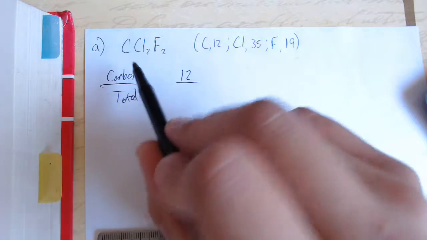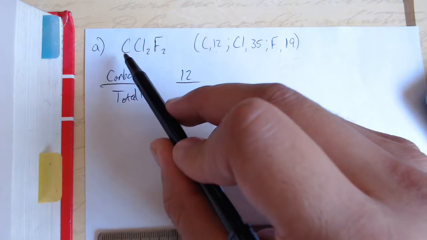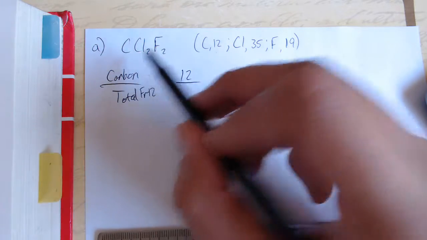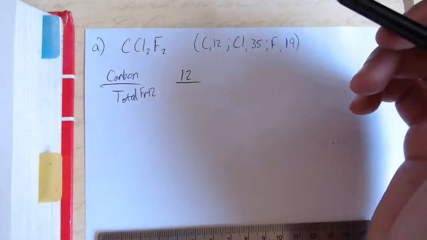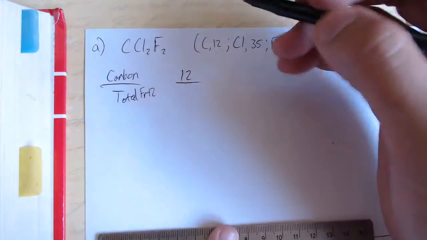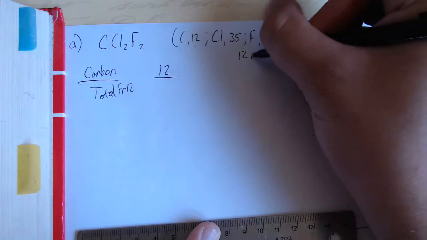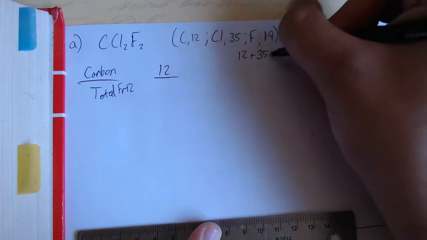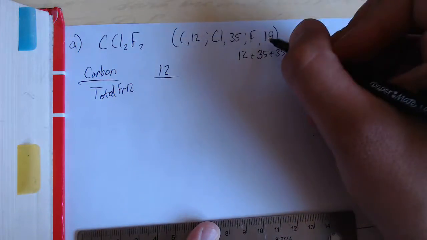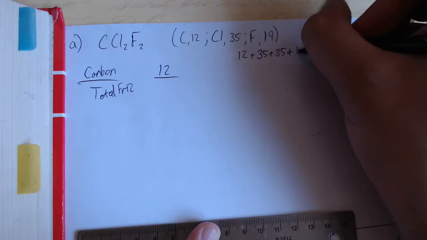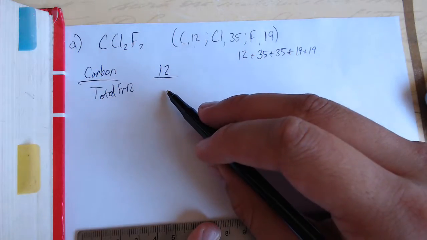Now, as far as the total, what we have to do is take the molecular weight of each of these and apply them the number of times that the atom shows up in the compound. So we've got 1 atom of carbon, 2 atoms of chlorine, 2 atoms of fluorine. So to get that total number, we're going to add those numbers up. We add up one weight of 12. We add up 2 weights of chlorine because chlorine shows up twice. Then we add up 2 weights of fluorine because that also shows up twice. Once we add up all these numbers, we then have the ratio number for the weight of our total.